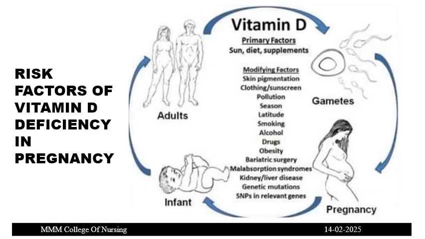So those are the risk factors of vitamin D deficiency in pregnancy. The primary factors are sunlight exposure, diet, and supplements. Less intake of vitamin D3 supplements, less intake of vitamin D in the diet, and limited sun exposure. These are the primary factors, and the modifying factor is skin pigmentation. Skin pigmentation means melanin. Sorry, I was saying melanoma. It is melanin.